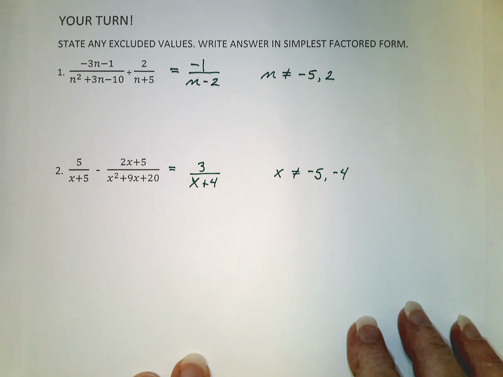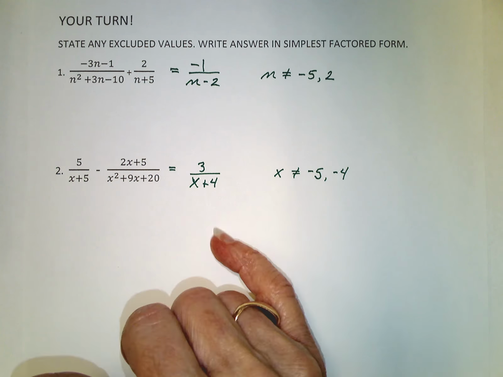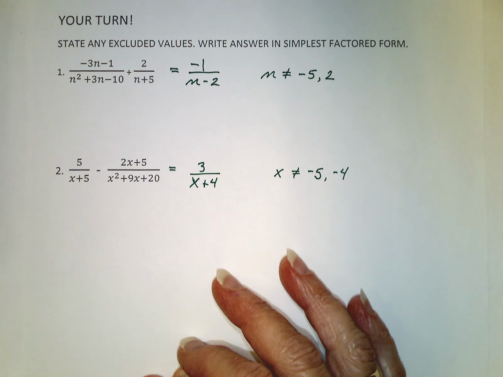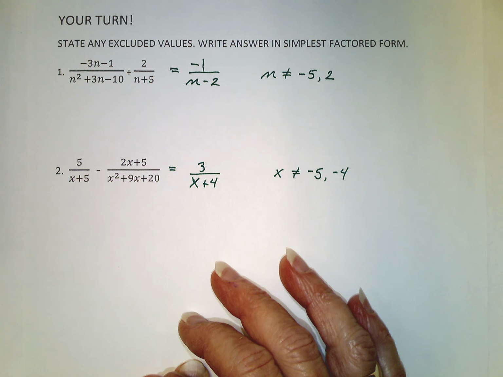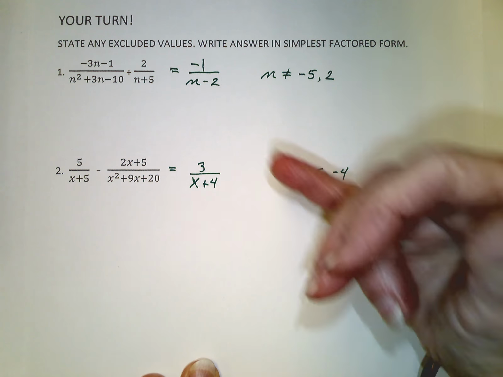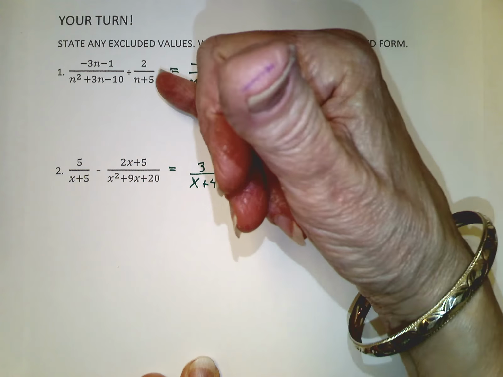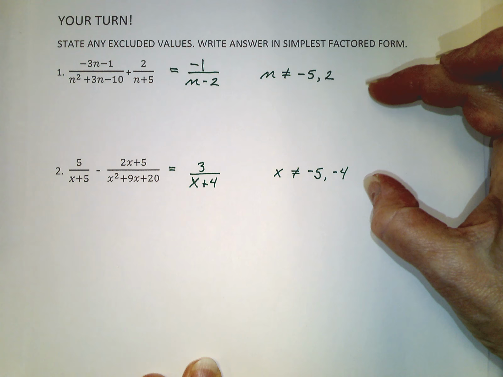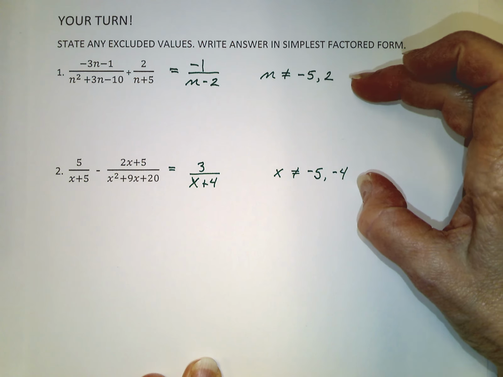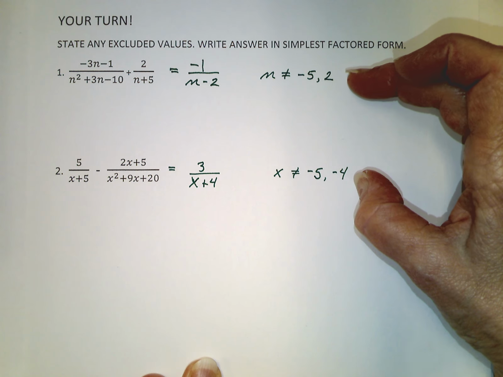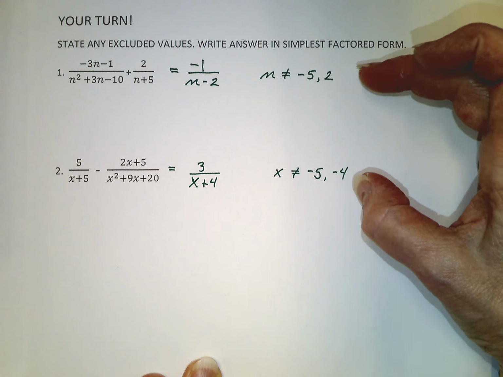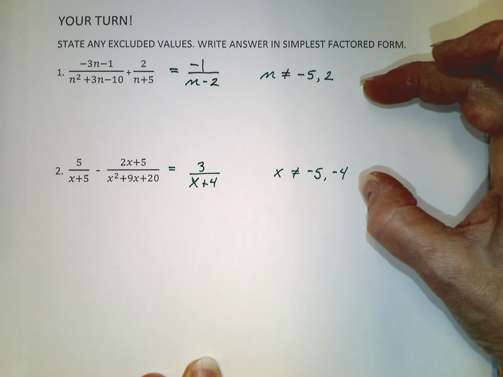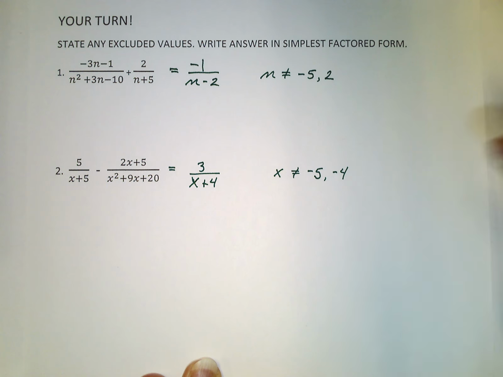Welcome back. Can you please check out the answers to the two problems that we tried? They certainly look a lot smaller now because both the sum and the difference did reduce. You have to include the values that can't be used because they make the denominator turn into a zero. And if the excluded values are not included in the answer, you will not get full credit.